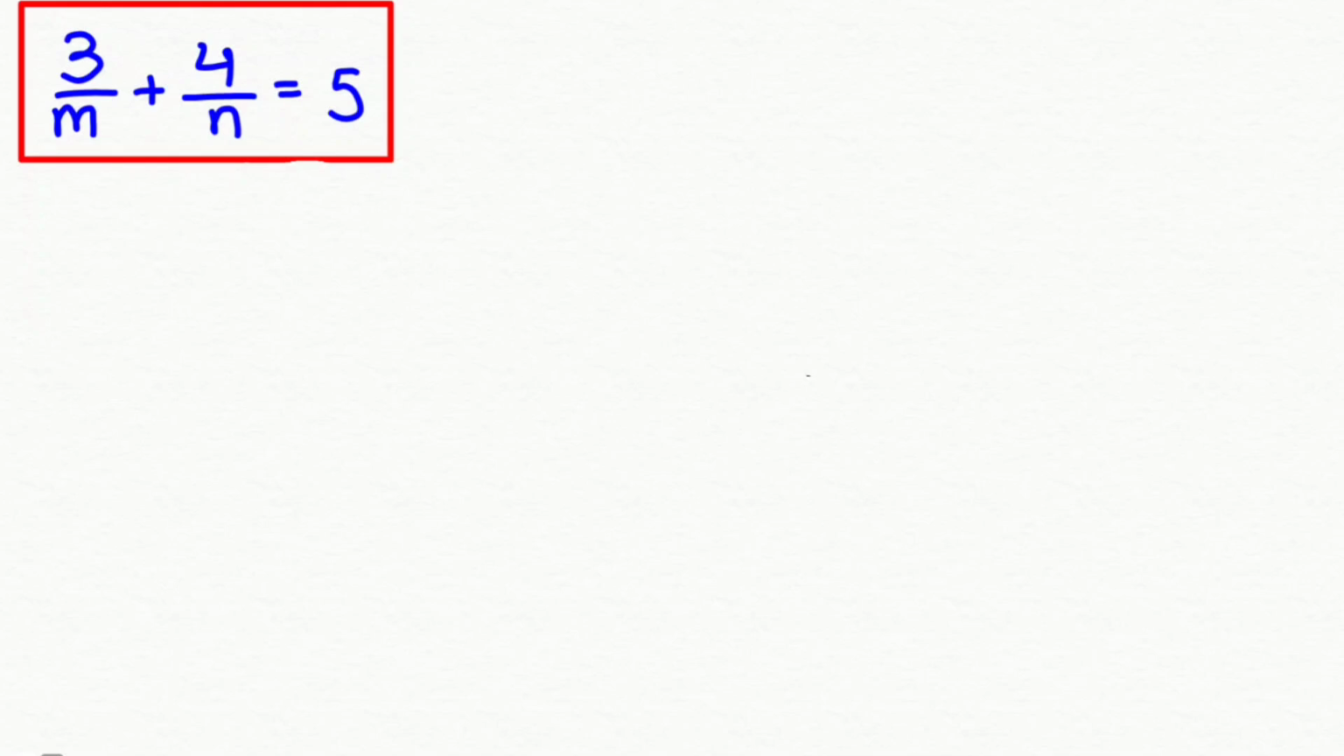Hi everyone, in this video I am going to solve this algebraic equation. The equation we have is 3 over m plus 4 over n equals 5. Here we need to find the value of m and n. And here m and n belong to the positive integers. So let's get started with the solution.